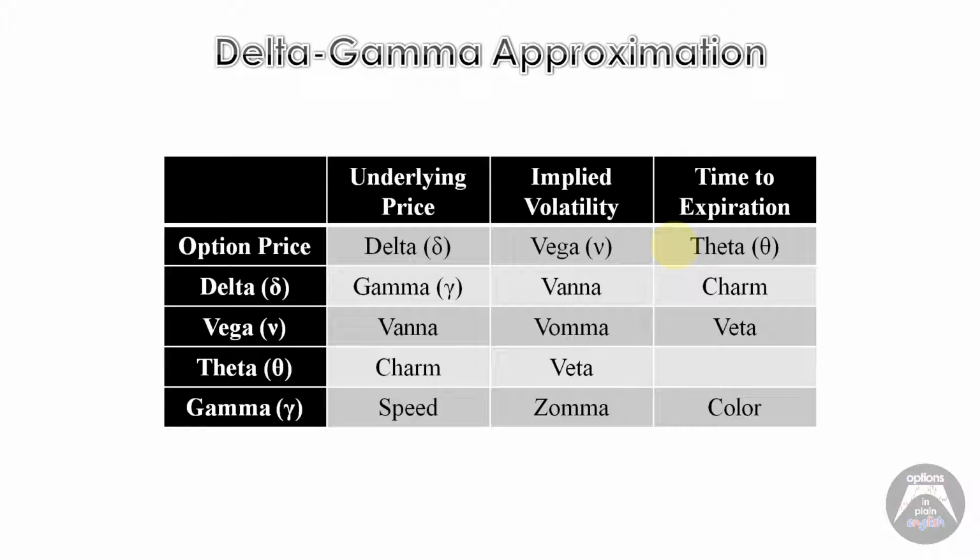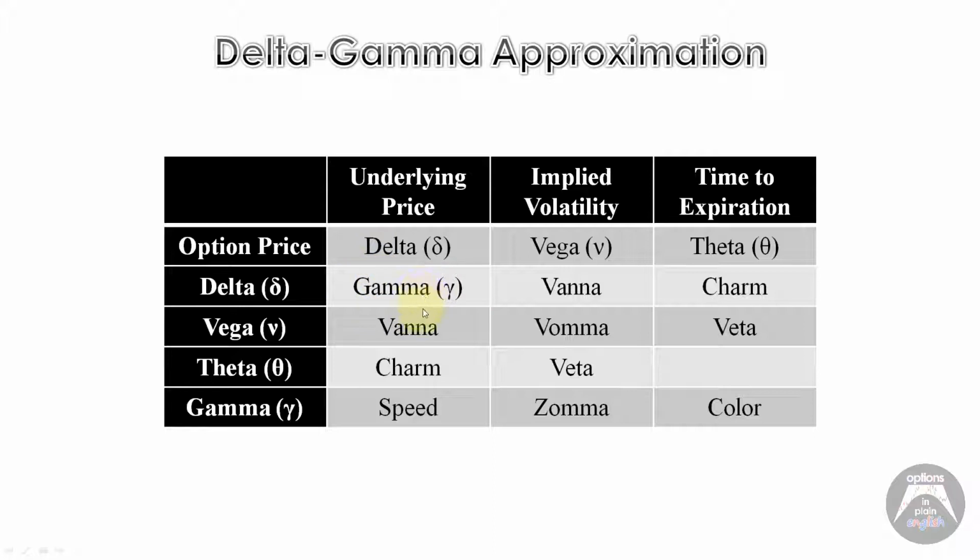Then we have the second order Greeks. Now that we know what delta, vega, and theta are, those can change as well. They're dynamic. Delta changes when the underlying price changes. So not only are you going to be making money or losing money based on delta, but delta itself is going to change. This is a very important one, and that's why we're looking at it.